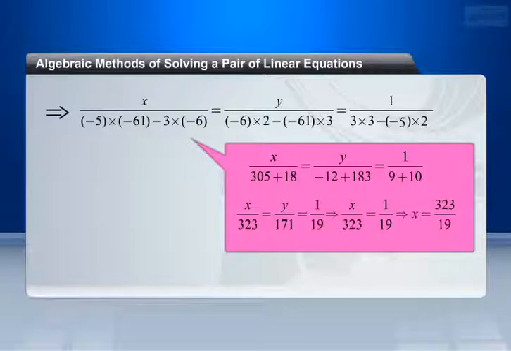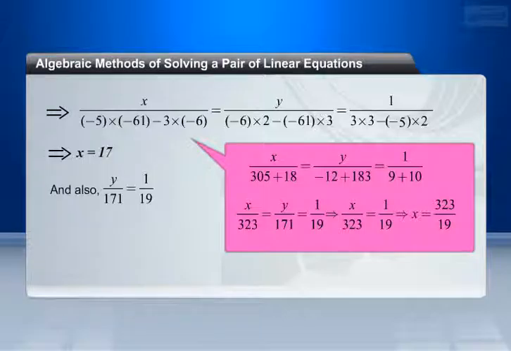Now we can write it as x by 323 equals 1 by 19. By cross-multiplying, we get x equals 323 by 19. This implies that x equals 17.